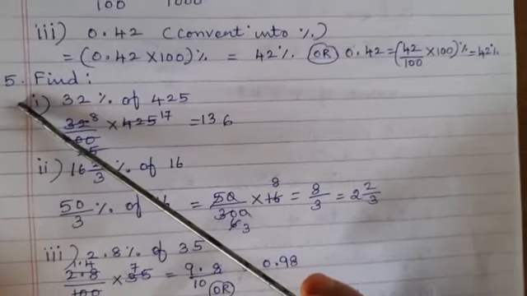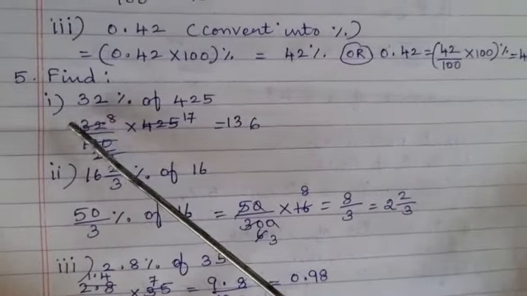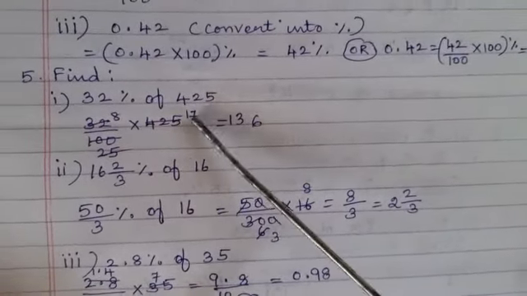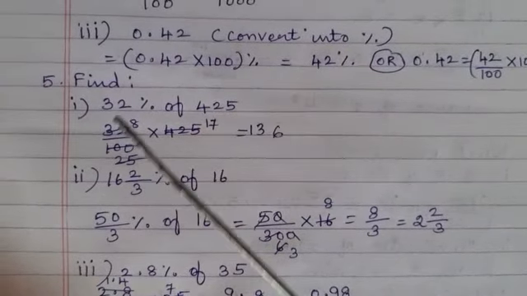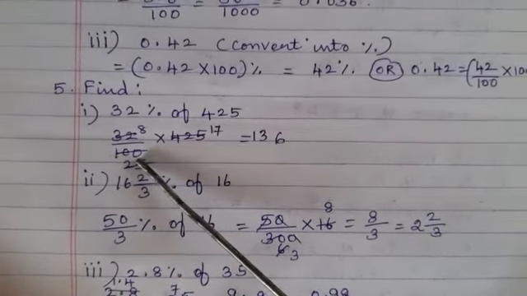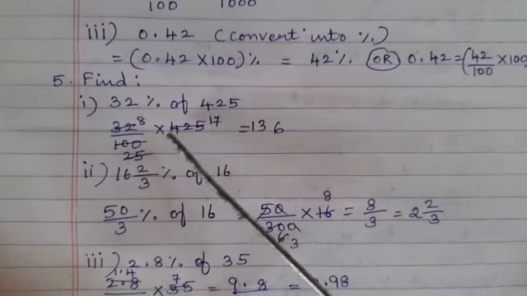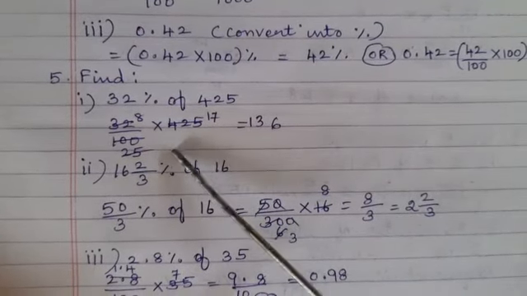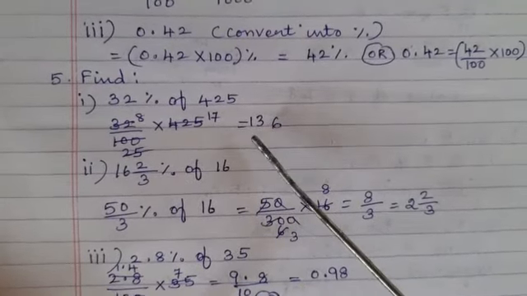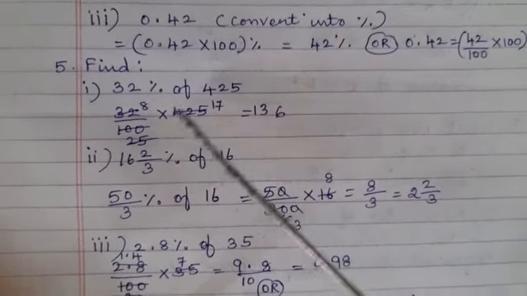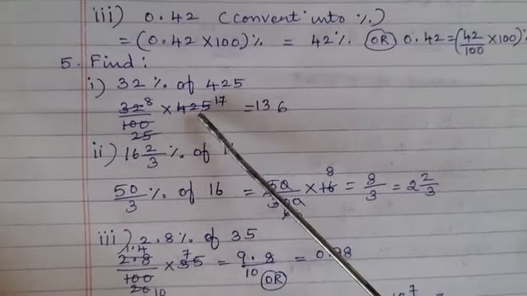Question number 5, find. Number 1, 32 percent of 425. Convert into a fraction, 32 by 100, of means multiplication, 425. After the simplification, you will get the answer 136. This is a simple multiplication of fractions.